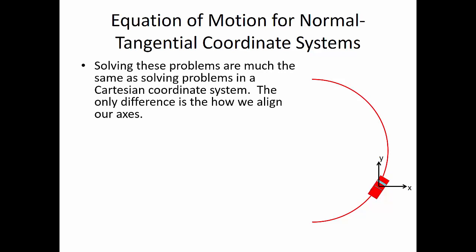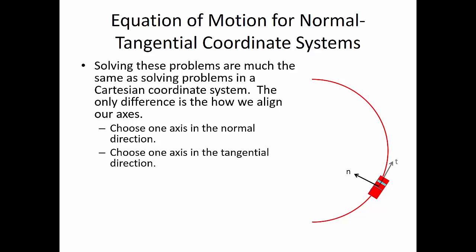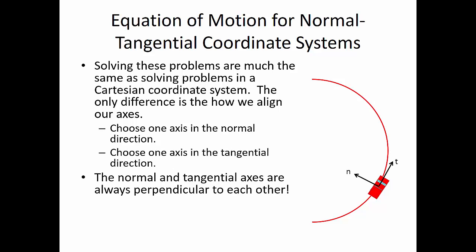Solving these problems with a normal tangential coordinate system is much the same as solving these problems in a Cartesian coordinate system. The only difference is how we're going to align our axes. We're going to choose one axis that's in the normal direction, and we'll choose one axis that's in the tangential direction. Note that these axes are always perpendicular to each other. We also know that our normal acceleration is equal to the velocity squared divided by the radius of curvature.